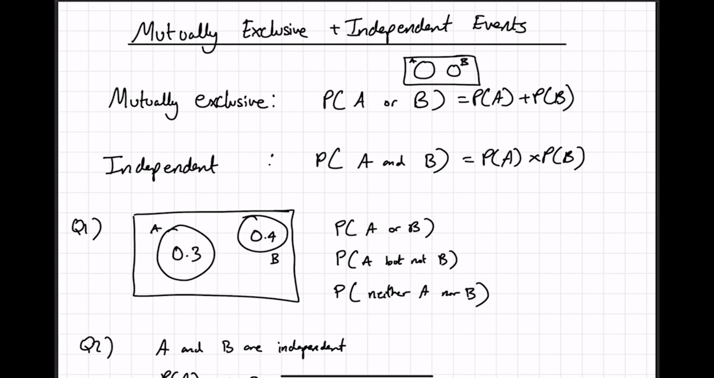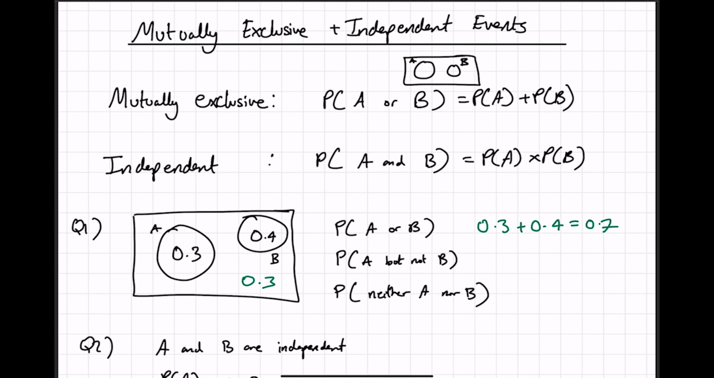So let's say we had a question like this where I said the probability of A was 0.3, probability of B was 0.4, and someone said find the probability of A or B. Well, quite simply, the probability of A or B would be this probability plus this probability, since they're mutually exclusive events, and A or B is just those two added together. So this would just be 0.3 plus 0.4, giving us 0.7. And therefore we can tell that the outside part should be 0.3 because 1 minus 0.7 is 0.3. So the probability of A but not B, what is that probability going to be there?